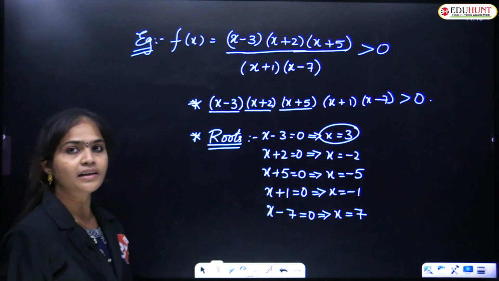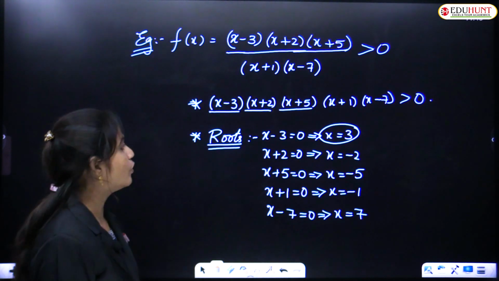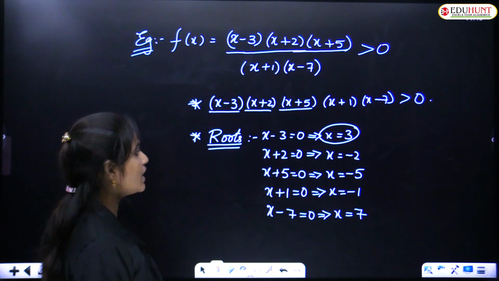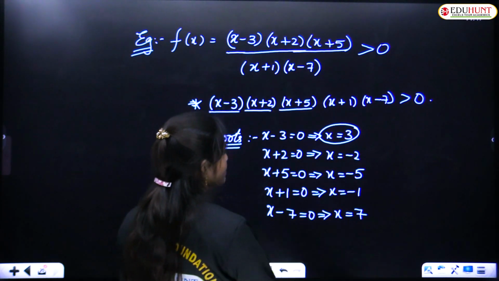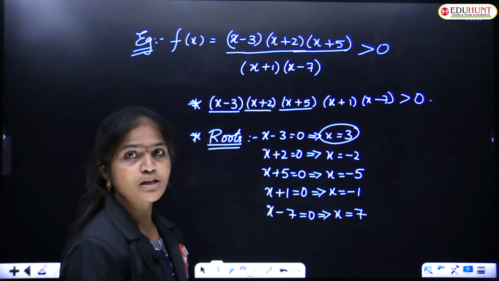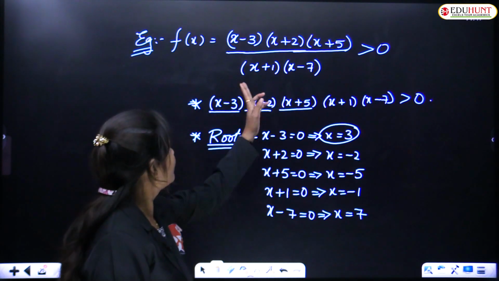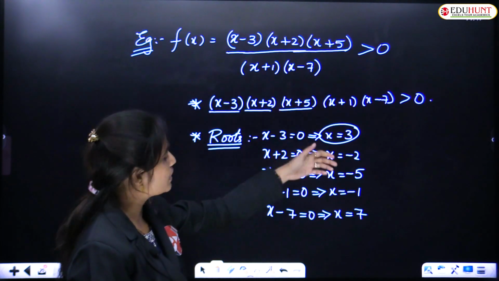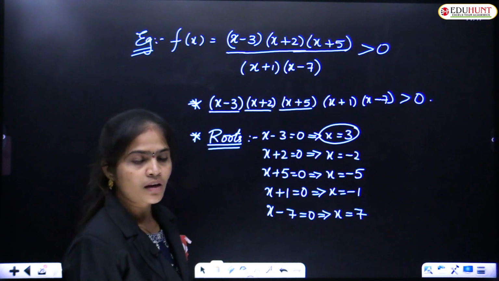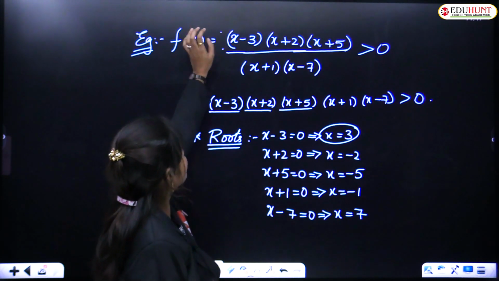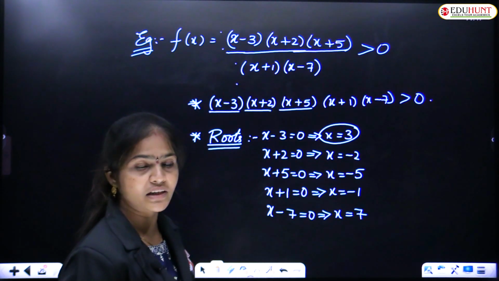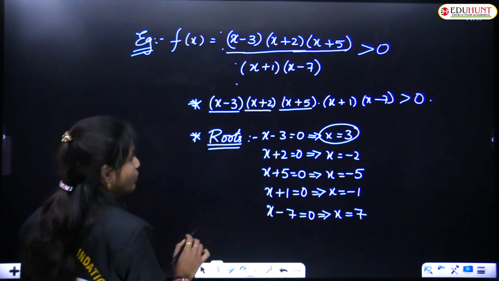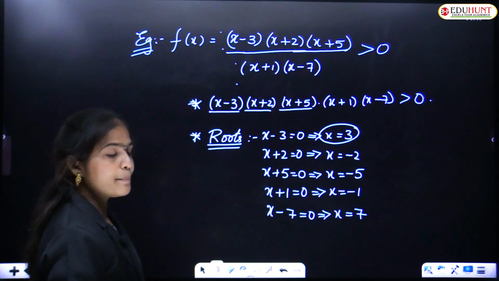So these are all the roots of the given polynomial. So here x is equal to 3, minus 2, minus 5, minus 1, 7. So how many values did we get here? 5 values, because after factorization they gave 5 expressions. So we are getting 5 roots. Okay, so of p of x 3 roots and of q of x 2 roots we got here. So next what they are asking: draw the number line.